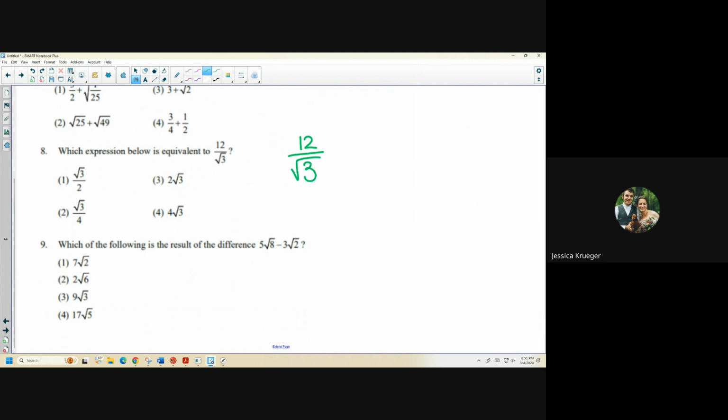8, which expression below is equivalent to 12 over radical 3? Well, remember, I want to get rid of the radical in the denominator. So I'm going to multiply the top and the bottom by radical 3. This gives me 12 radical 3 in the top over radical 3 times radical 3 is radical 3 squared. The squared and the radical go away, so I get 12 radical 3 over 3. The problem is that answer doesn't show up there.